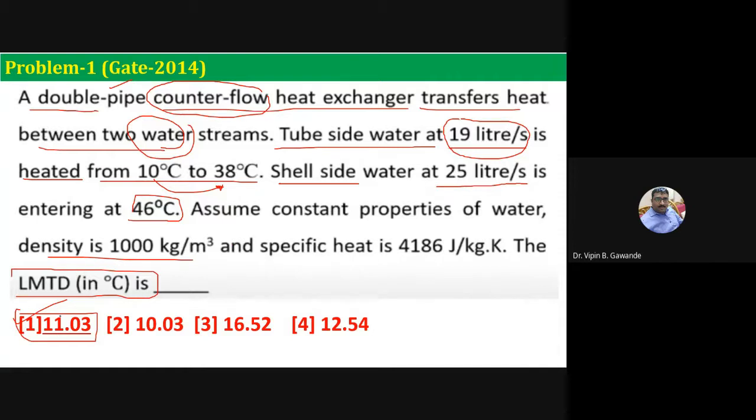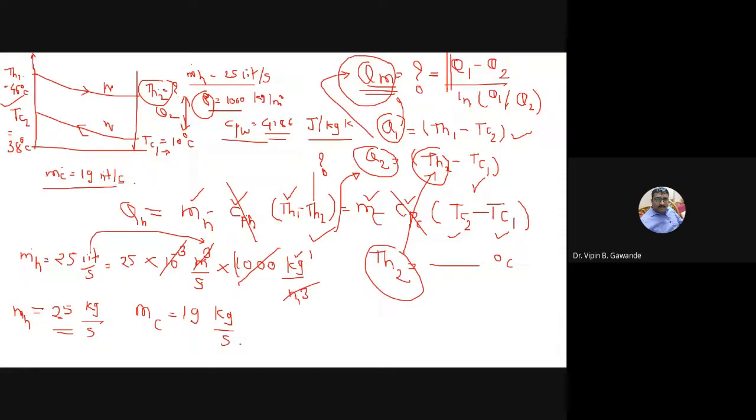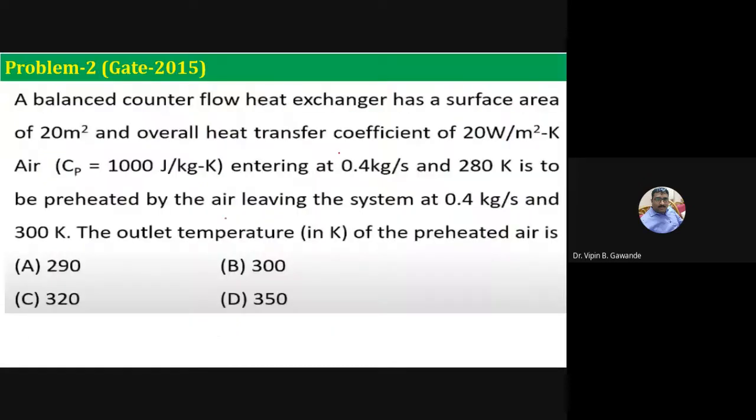See, the answer is important, but the procedure is also important. So you must know how to calculate the answer here. Okay, so this is the procedure for calculating that particular answer. I hope you understand. Just calculate it, you will get the same answer here. So for the first question, this is the procedure of how we have calculated the unknowns. Now let us go for the second question.